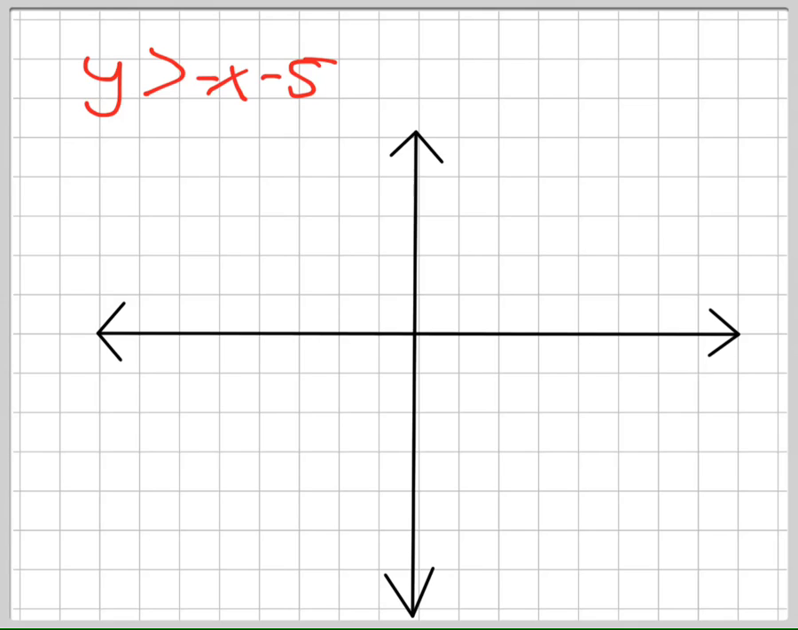You're going to go to negative 5 on the y-axis. The slope, the number in front of the x, is a negative 1, so it means from that point we're going to go down 1 and to the right 1, or go up 1 and to the left 1. But this time, I want you to put a dashed line through here, and I'm going to explain why in just a second. Instead of making it a solid line, I want to make it a dashed line.